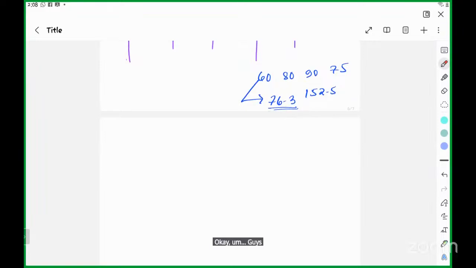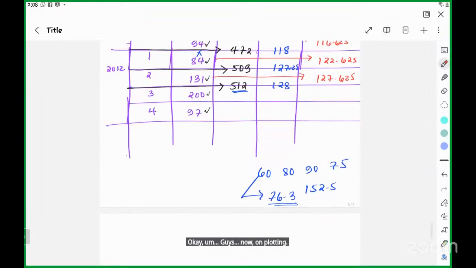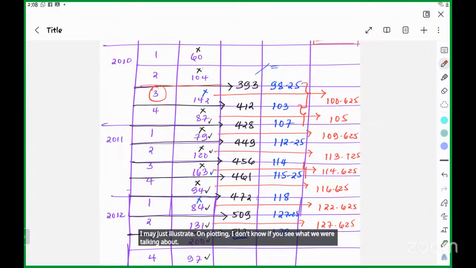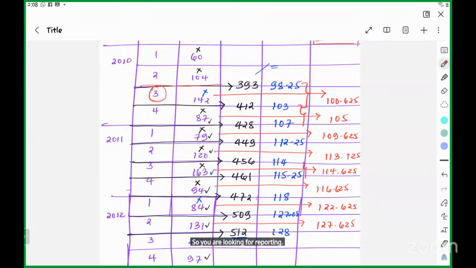Guys, now on plotting, I may just illustrate. On plotting, I don't know if you see what we were talking about. The trend values are between 100 and 127. So you are literally plotting 27 units. But then the original data has figures up to 200 even. So that means you are covered. Here you're going to plot the original data together with the trend values.